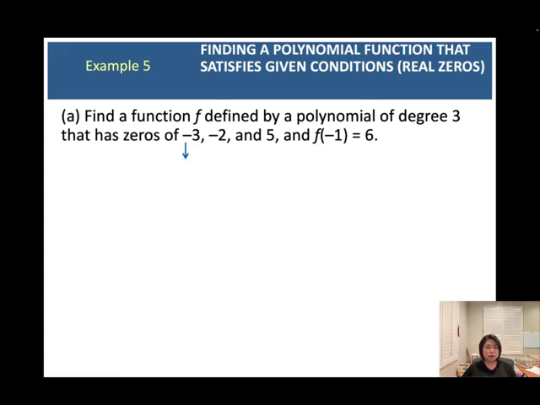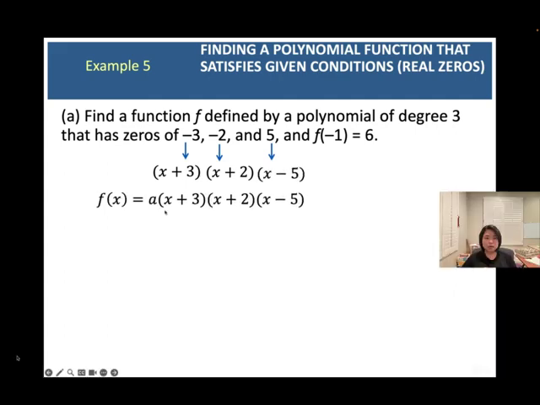So when you have x equal to -3, we rewrite it as the factor, which is going to be x plus 3. How about -2? That will be x plus 2. And the 5? That will be x minus 5. And then we're going to let a be the leading coefficient. Okay, a will be the leading coefficient. So this is going to be my f of x. I know all the zeros.